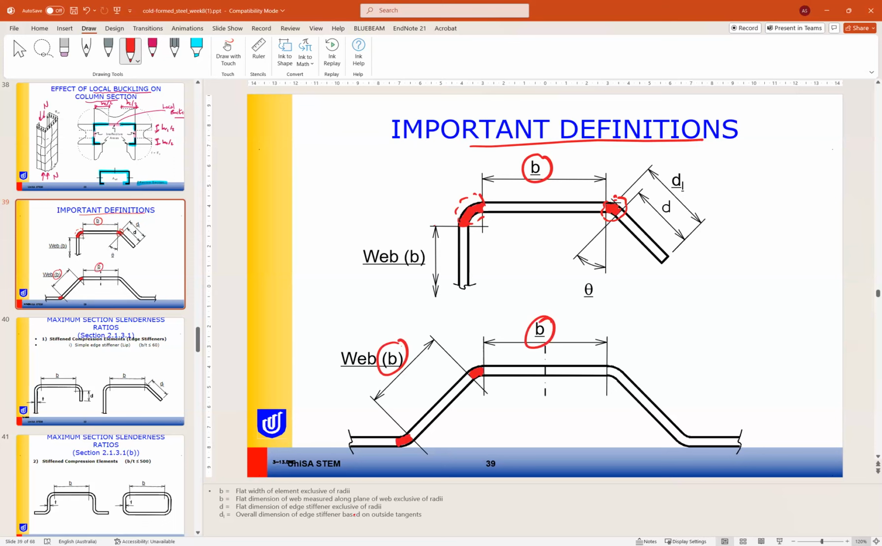Okay, for the lip as well, D is the flat dimension of the edge stiffener. So D is the flat dimension of the lip. Okay, so this is our dimension to use in our calculation.